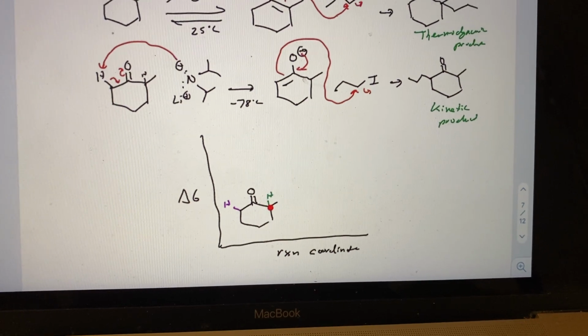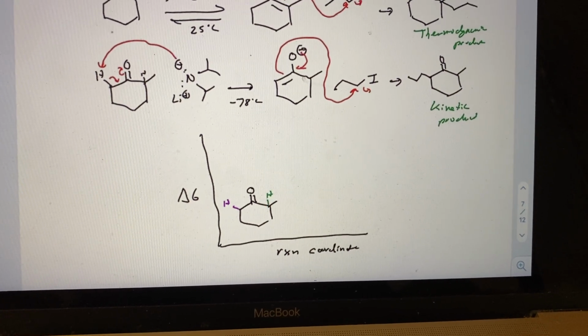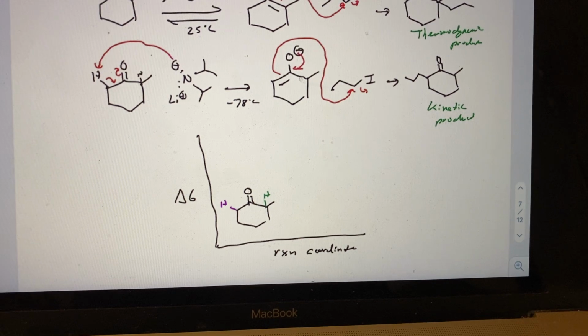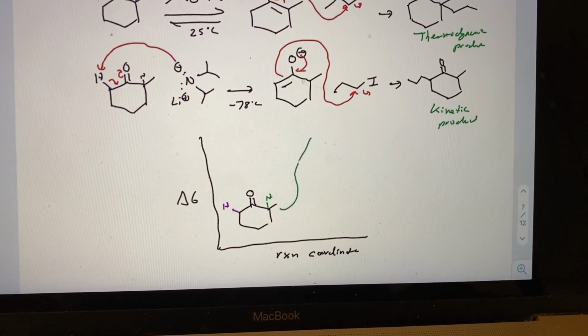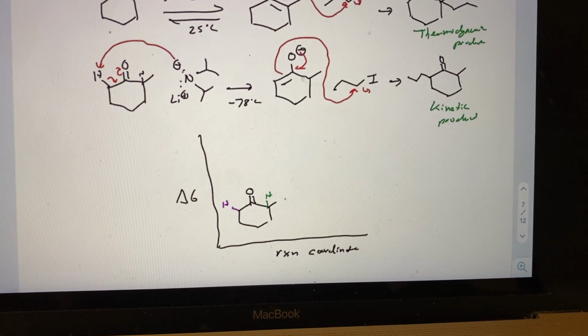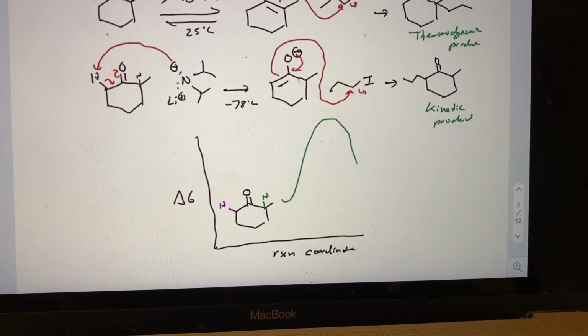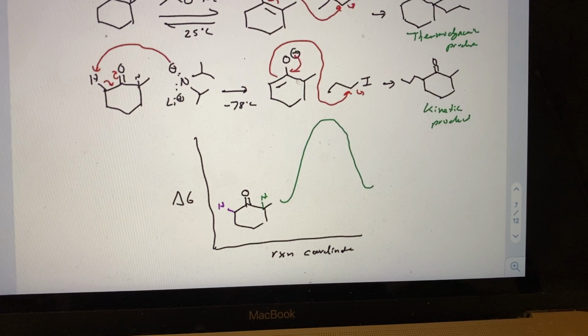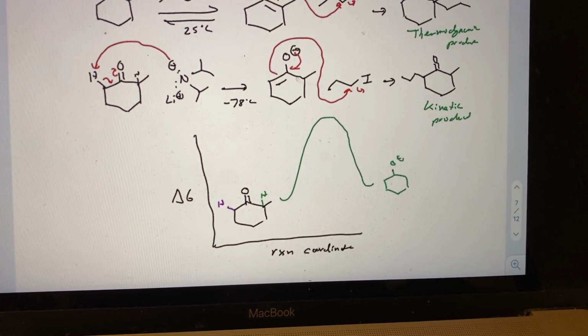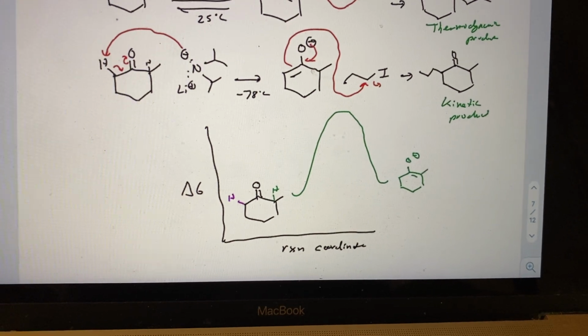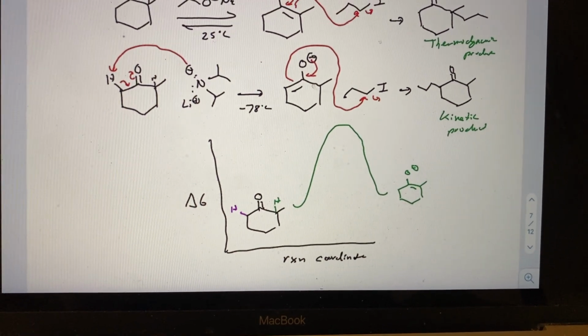This is energetically unfavorable, but it's going to form something that will be more stable than if we took off the other proton. So this is going to have a high barrier, but forming, say, something like this. The relative energies are a little off here, but it forms the more substituted, more stable alkene.